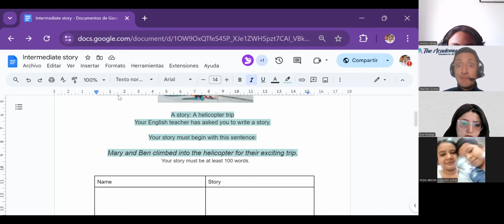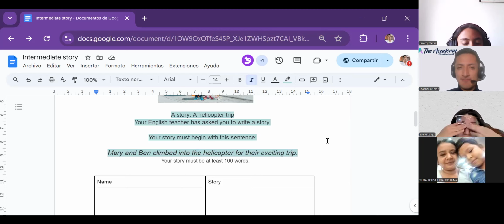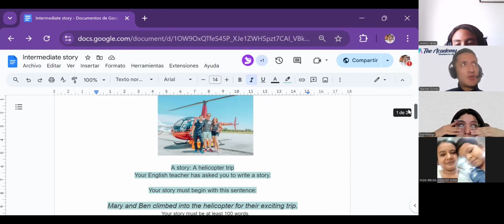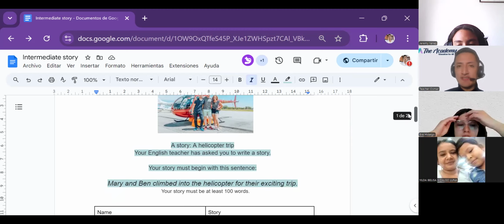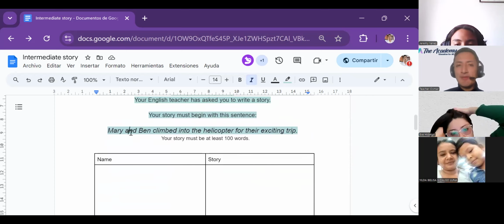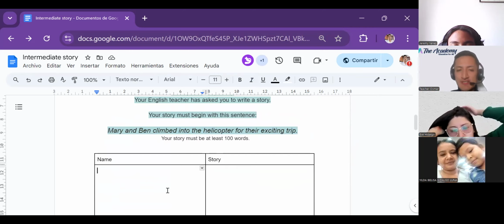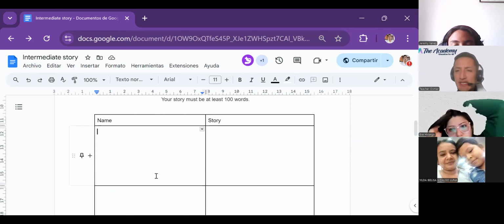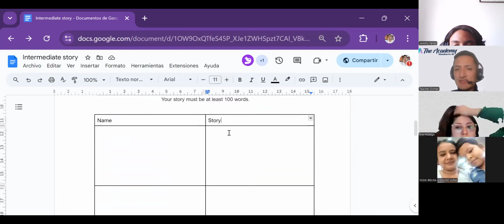Okay, remember, you are going to use your imagination and you are going to continue this story. That is the idea. You have to continue writing about this story. And remember, the story is about Mary and Ben, so it's going to be a fiction story, okay? How are you going to do it? Please, here to the left, you're going to write your name. And here to the right, you can start with the story, okay?